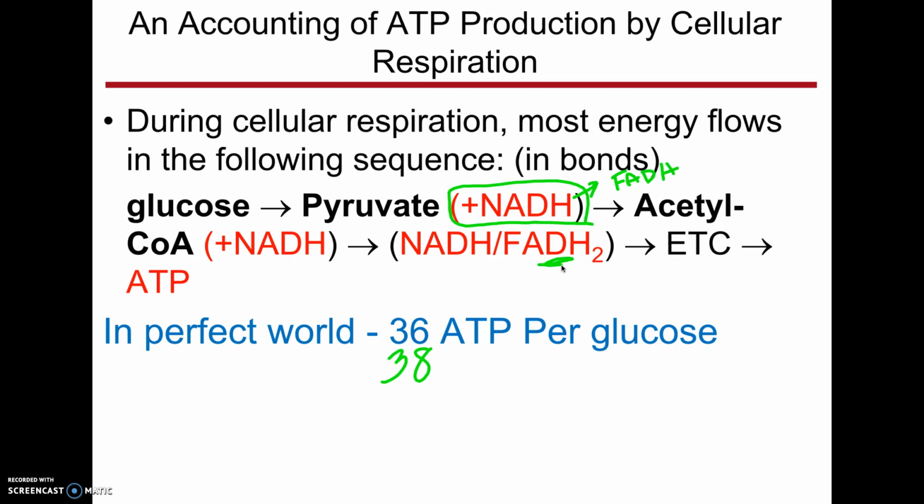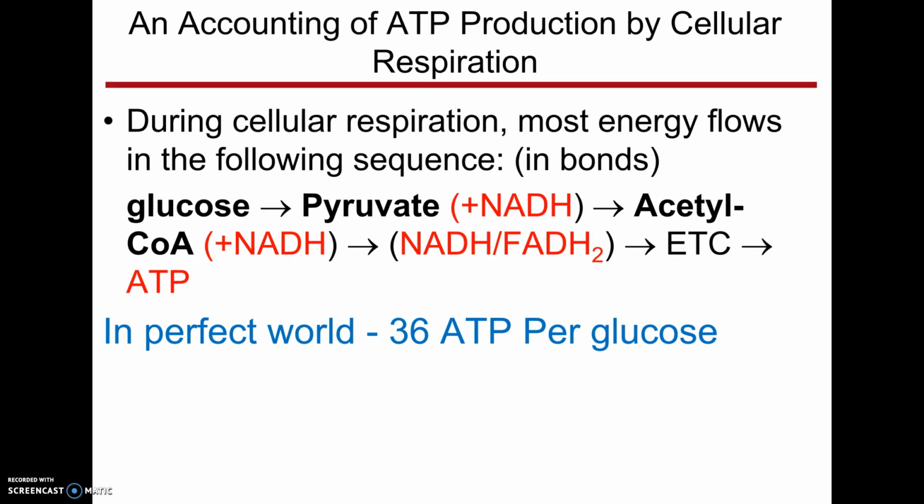But you don't have to understand that. But that is why there's a discrepancy. So some books will say 36, some books will say 38. That specific number, it doesn't matter which one you know. It's fine either way. And again, a majority of them were made in the electron transport chain.